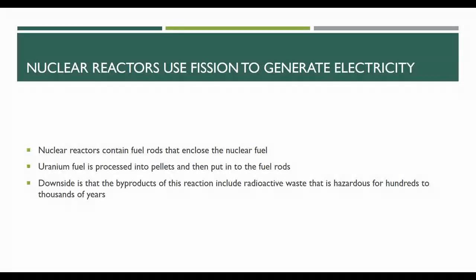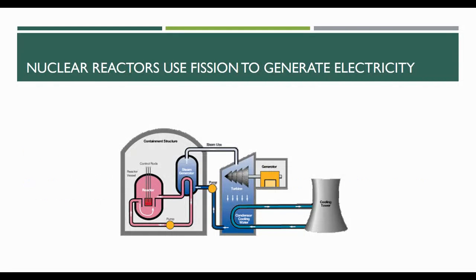Within the nuclear reactor, there are fuel rods that enclose the nuclear fuel. The uranium fuel is going to be processed into pellets and then put into the fuel rods. The downside is that the byproducts of this reaction include radioactive waste that is hazardous for hundreds to thousands of years. So one of the big issues is, after these fuel rods are spent, what do we do? Turns out some of them get buried, which is a problem for sure.